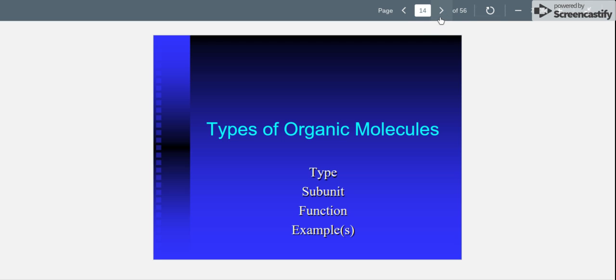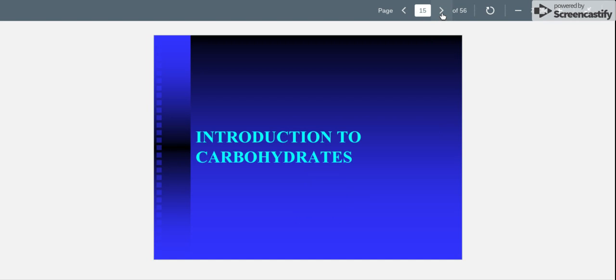All right, so jumping back into our types of organic molecules. What we'll look at is what the type of the organic molecule is, the subunits that make up that specific type of molecule, what types of functions they have, and some examples that we might see in nature. Okay. So, we're going to start here with carbohydrates.